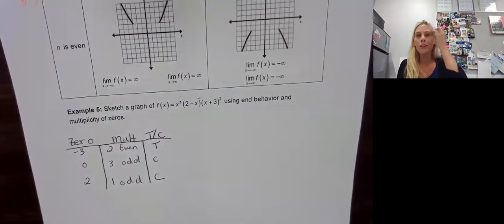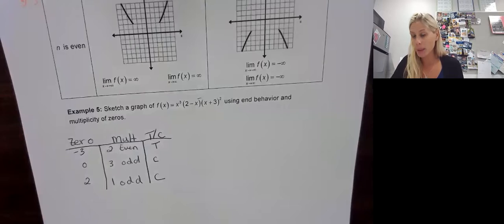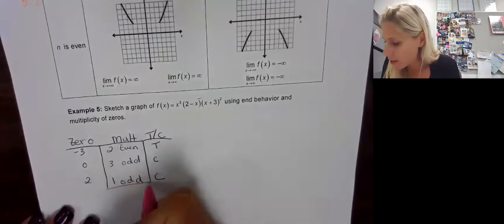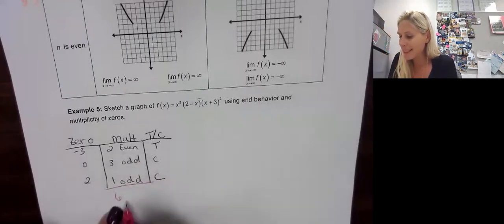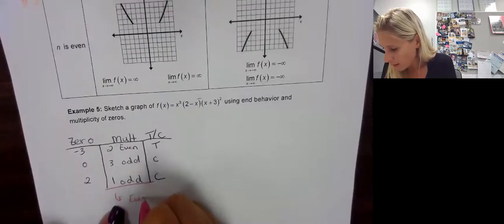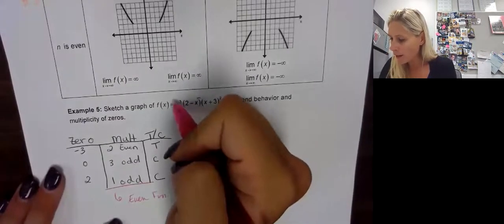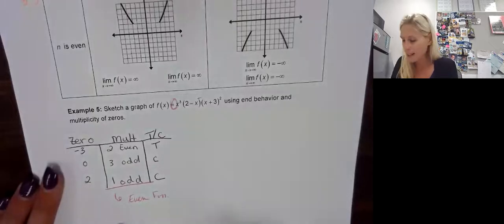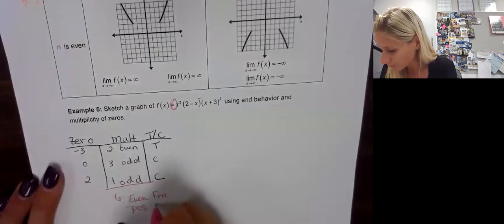Now, here's a little trick to figure out that degree. The degree is just all the multiplicities added together. So 2, 3, and 1 is 6. So this makes it an even function. And if you look right in front, it does not have a negative, so it makes it a positive function.